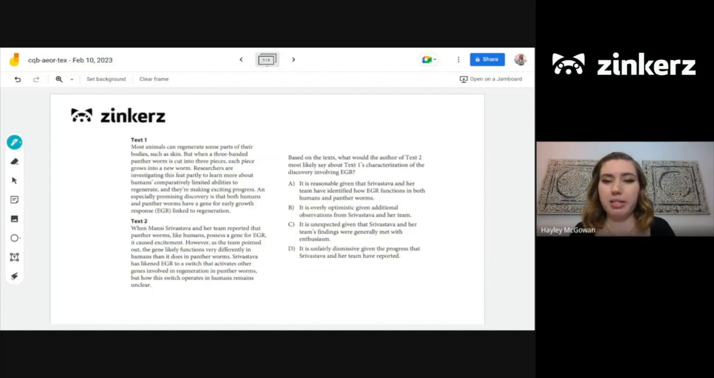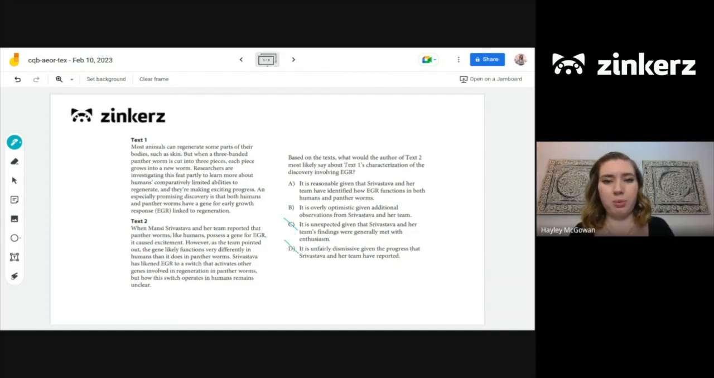C, it is unexpected given that Srivastava and her team's findings were generally met with enthusiasm. So unexpected, there's nothing unexpected mentioned in text 2. Again, generally it's in agreement. And then D, it is fairly dismissive given the progress that Srivastava and her team have reported. Again, text 2, text 1, not negative at all, so there are no dismissive connotations in that text.